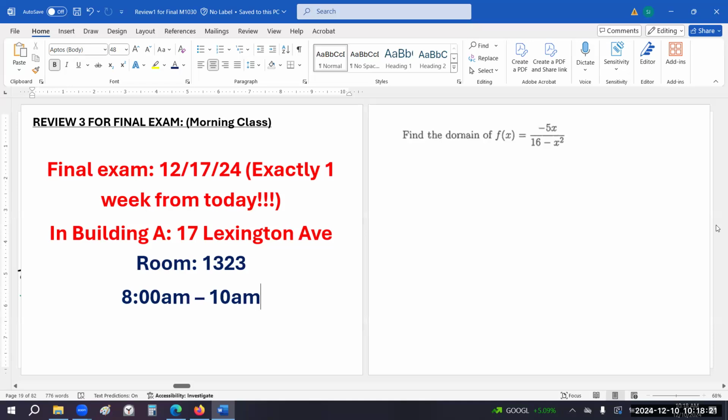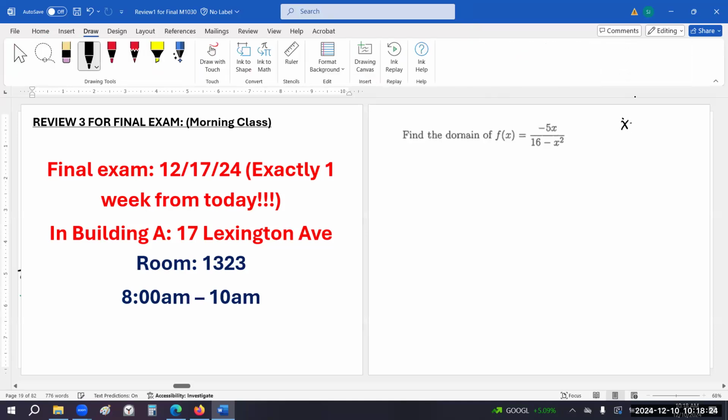You said 0. Okay, so if we set X to be 0, we have 16 minus 0 squared, which is 16. It's a valid number. So you can plug in 0, but we cannot plug in what? If you do negative 16, it's negative 16 squared, which is 256. So 16 minus 256, it's a negative number. It's fine. We can have a negative number on the denominator.